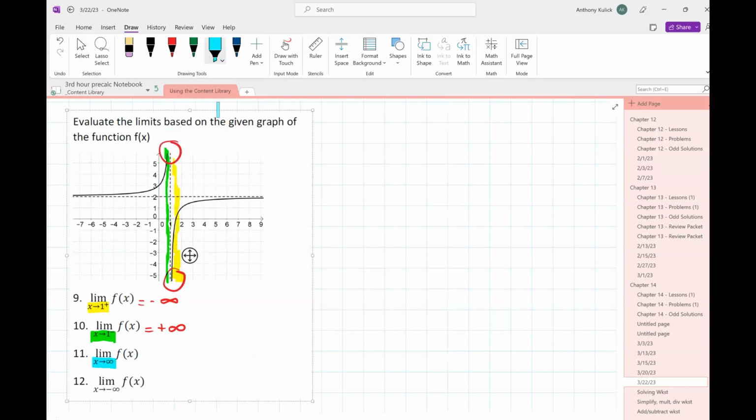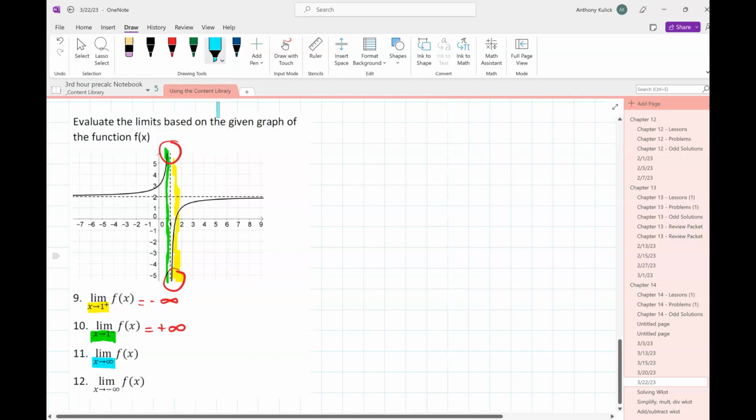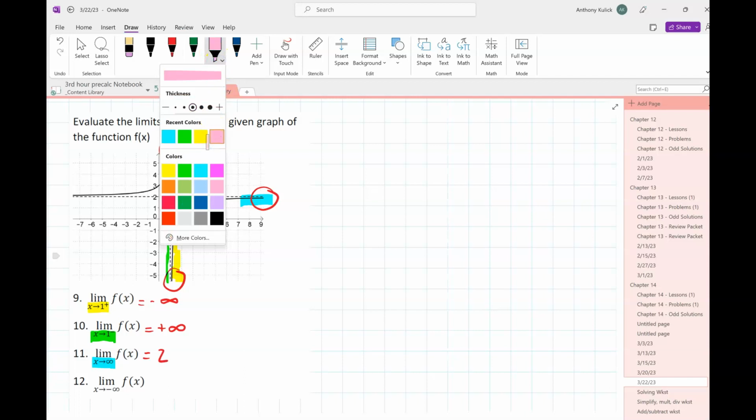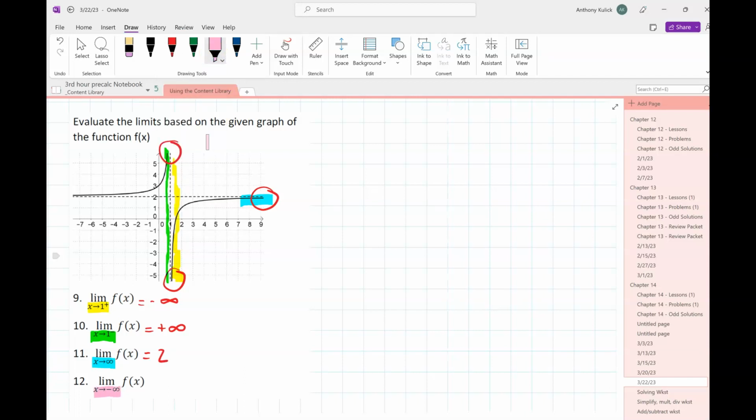If I look at when x is going to positive infinity, that's down here. If I look at what the graph is doing, it's following y equals 2. If I look at x approaching negative infinity, we're talking about that end of the graph. So there again, we're approaching y equals 2. So they're just kind of looking at the picture and writing down the end behaviors that you're seeing.